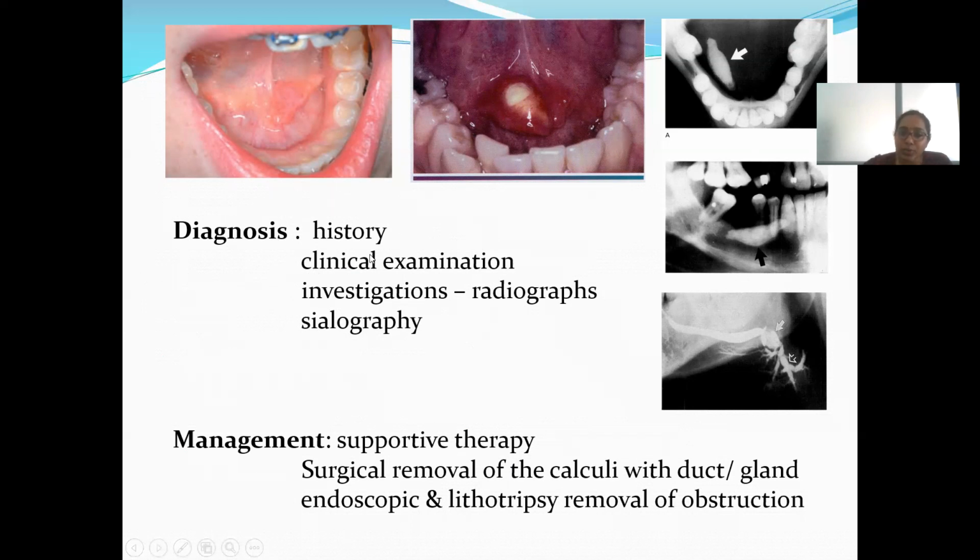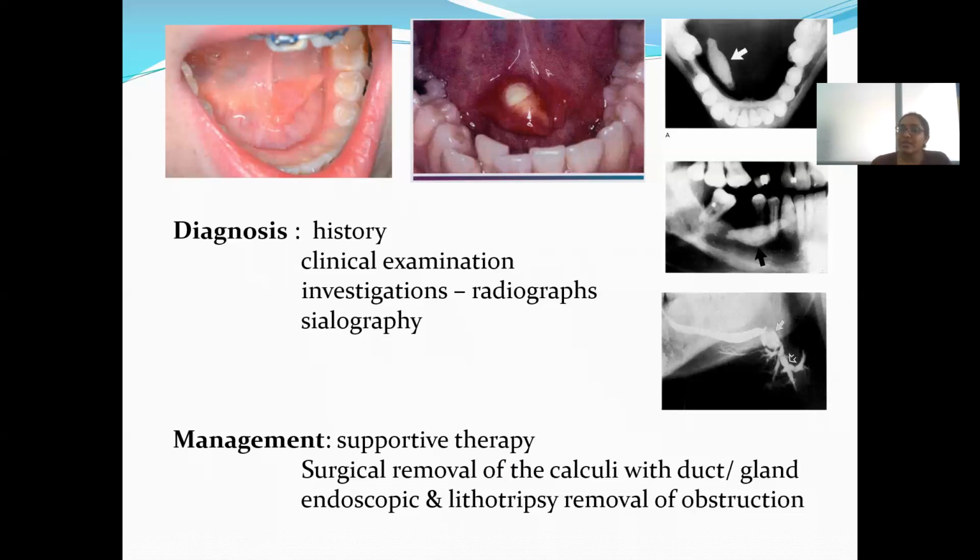Suppose under history and clinical examination you get a clue that the swelling or the pain could be related to a salivary stone. What you need to do next is subject the patient to investigation so that you come to a conclusion. Just by history and clinical examination, you get almost 90% of the information. Even then, you have to confirm your diagnosis before you proceed for treatment. The most common investigation is radiographs, because the sialolith or stone can be detected in a radiograph.